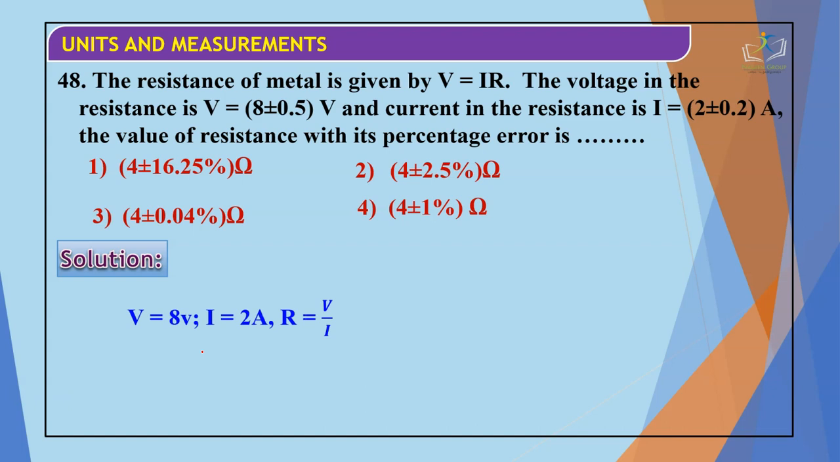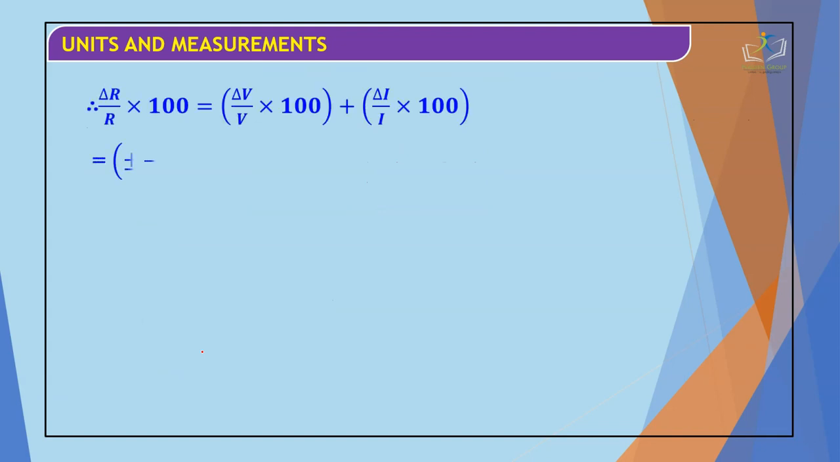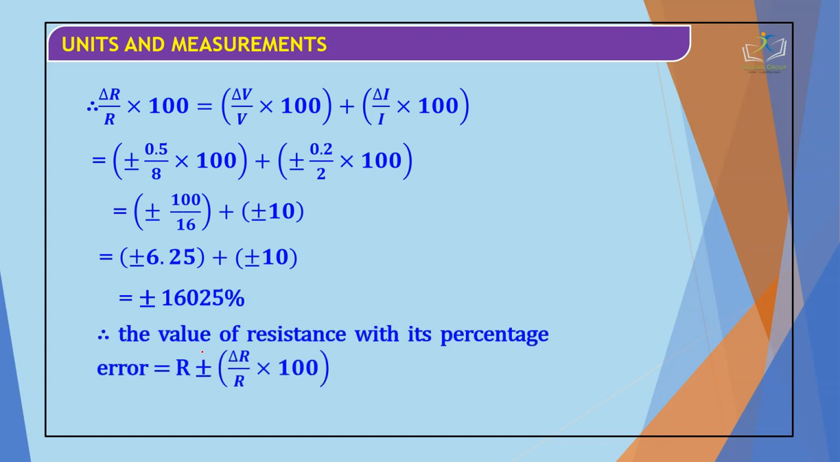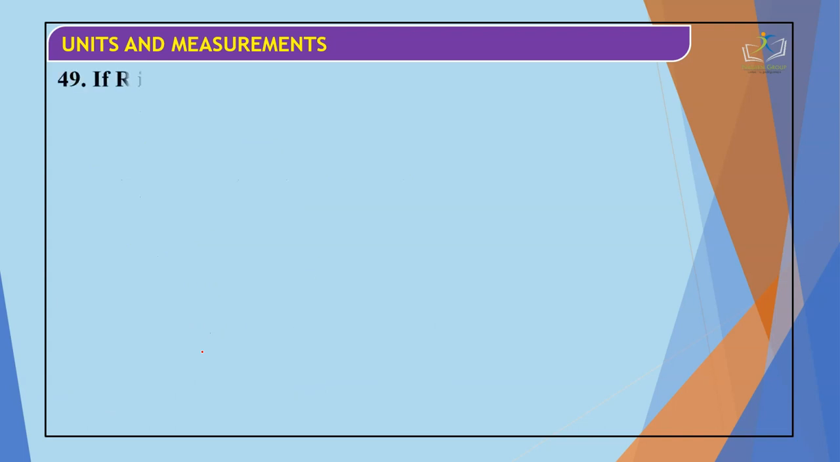V is equal to 8 volt as given, I is equal to 2 ampere. Simply we just apply Ohm's law for the error also. Put all these values over there and get the result for error, plus minus 16. Okay, so the value of the percentage is delta R by R. So this gives 4 ohm plus minus 16.25%. Option 1 is the correct answer.